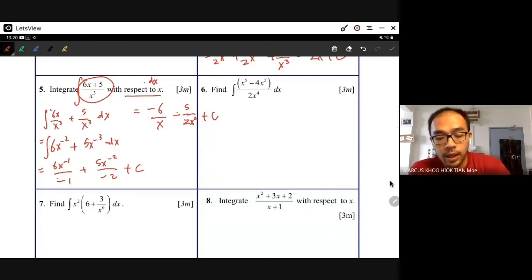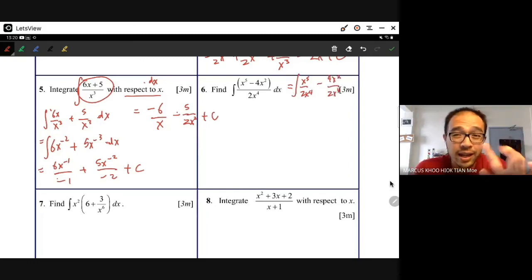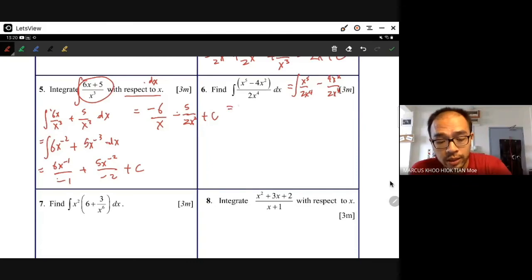Okay. Same thing with number 6. When we simplify this, I'll get x to the power of 5 over 2x to the power of 4 minus 4x squared over 2x to the power of 4. Now let's properly simplify this first. Jangan dulu integrate selagi belum simplify.